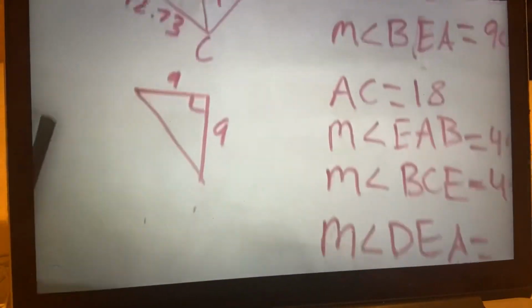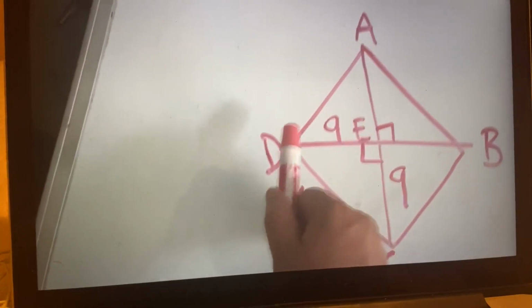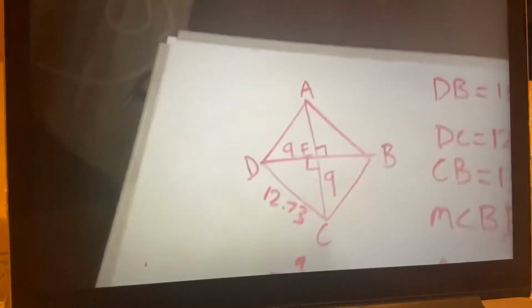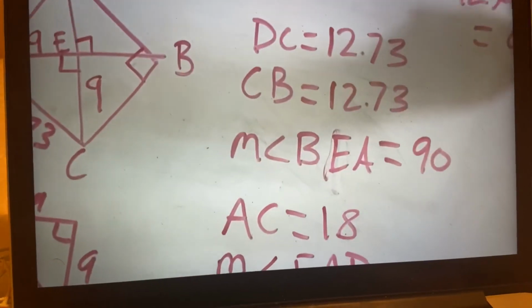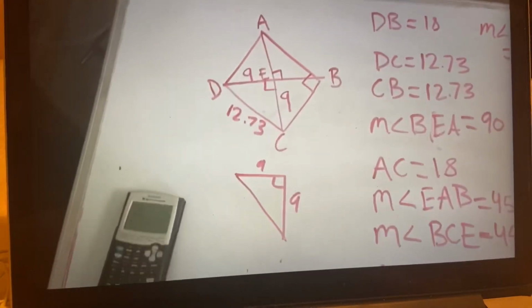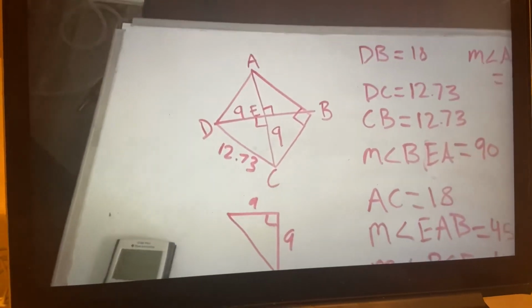BCE also has to be 45 for the same reasoning. Angle DEA, discussed earlier, is 90 degrees, since DEA is right next to two 90-degree angles. And of course, last but not least, the measure of angle ABC. ABC creates another 90-degree angle. So they're not tough, they're not intimidating, you just have to work through it step by step.